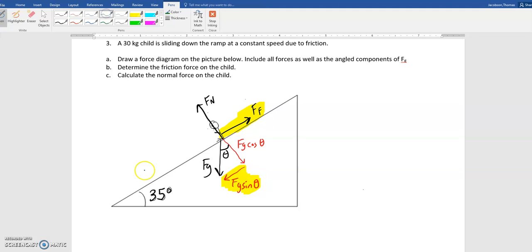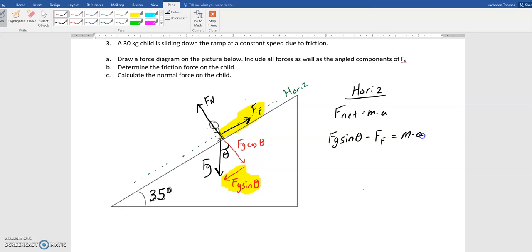Basically, I'll put it in green here. It is this plane, horizontal. So I'm going to go ahead and solve horizontally. F net equals m times a. I'm going to make the force going down the ramp, the direction the kid's going, positive. So that'll be Fg sine theta minus friction pointing the opposite way equals m times a. Our acceleration, because they're going at a constant speed, is 0.